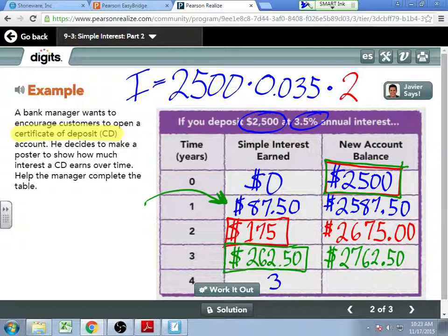Like, how much money they're making is bad? No, this is a really good interest rate, and they put a lot of money in to begin with. 2,500, that's a decent chunk of change.